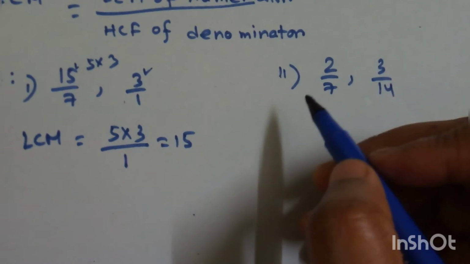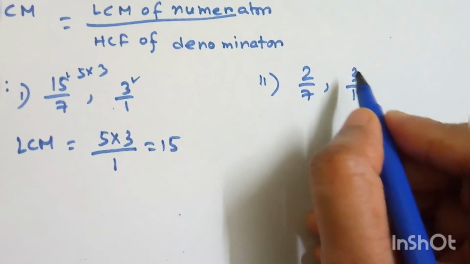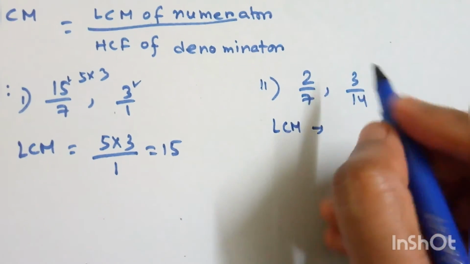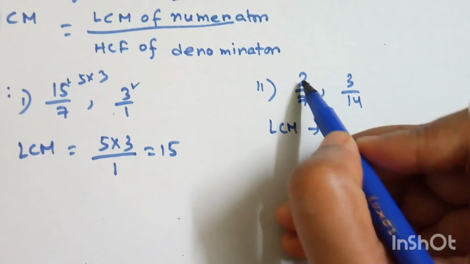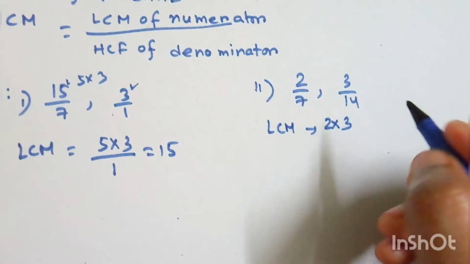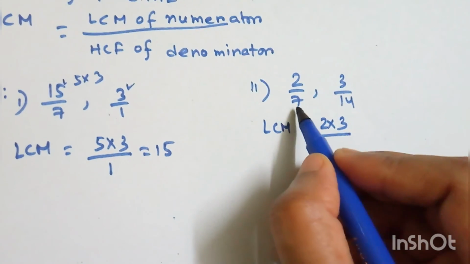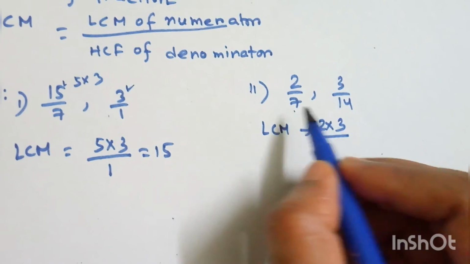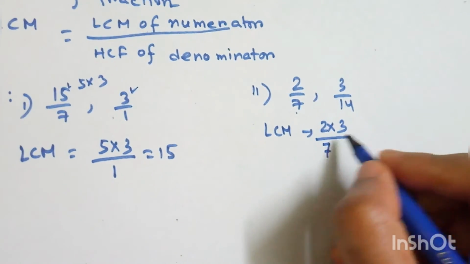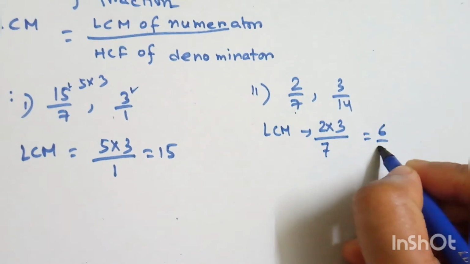See here, find the LCM of 2 by 7 and 3 by 14. So the LCM will be the LCM of numerators 2 and 3. LCM will be 2 into 3 and the HCF of 7 and 14. So HCF of 7 and 14 will be 7. So the LCM will be 6 by 7.